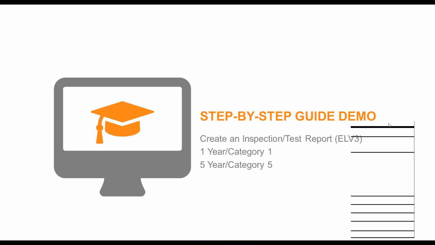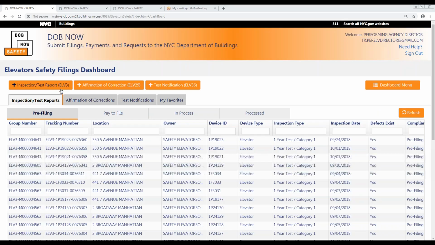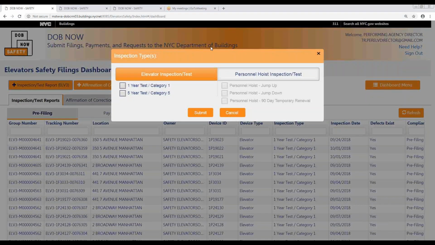So now I'm going to go through a demo for the 1-year Category 1 or 5-year Category 5. Now I'm on the Elevated Safety Filing dashboard. I'm going to click on to Inspection Test Report ELV3. And as you see, you have inspection types, Elevated Inspection Test. You can choose 1-year test Category 1, 5-year test Category 5. I can choose both.